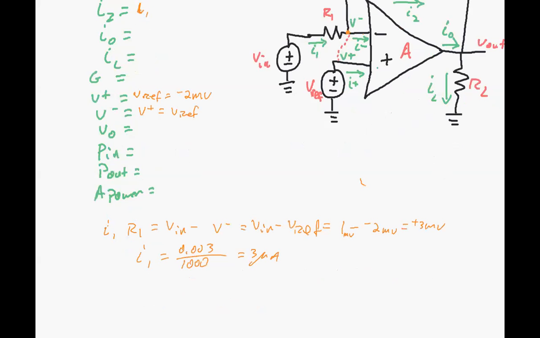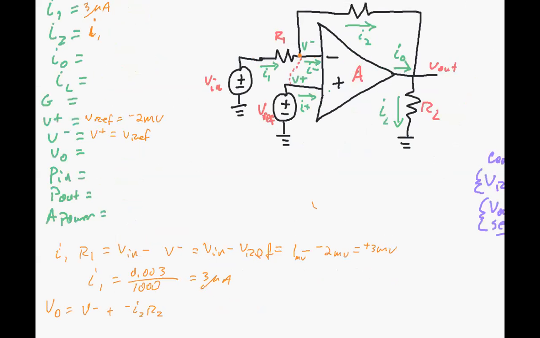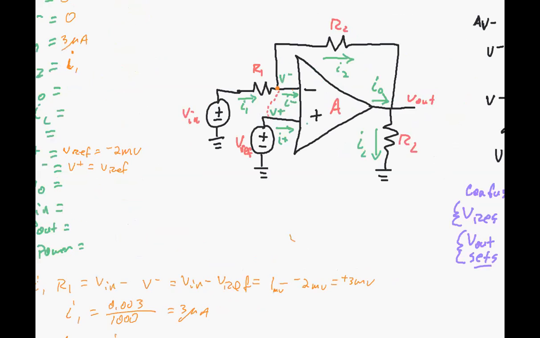And then I2 is the same as I1. So then we can go straight on to getting V out. V out is V minus, plus a minus I2R2. I got to do plus because I drew this current going into that node, so it's got to be the opposite.